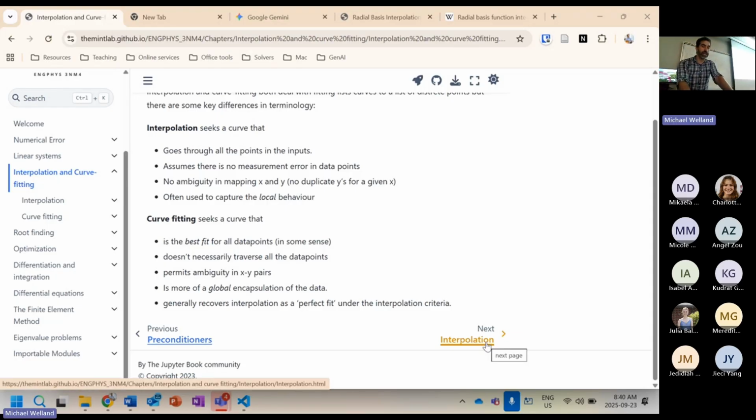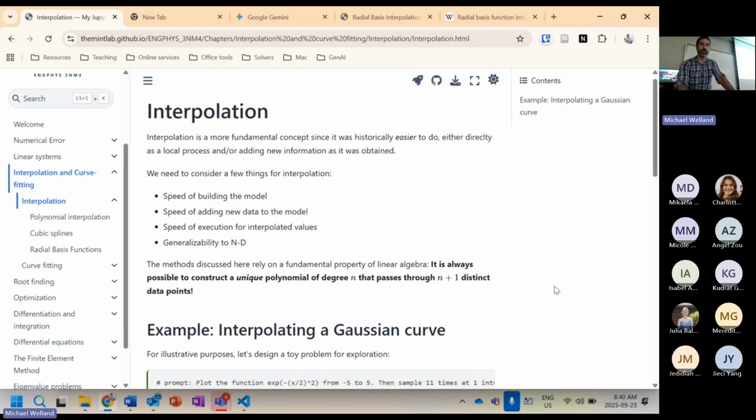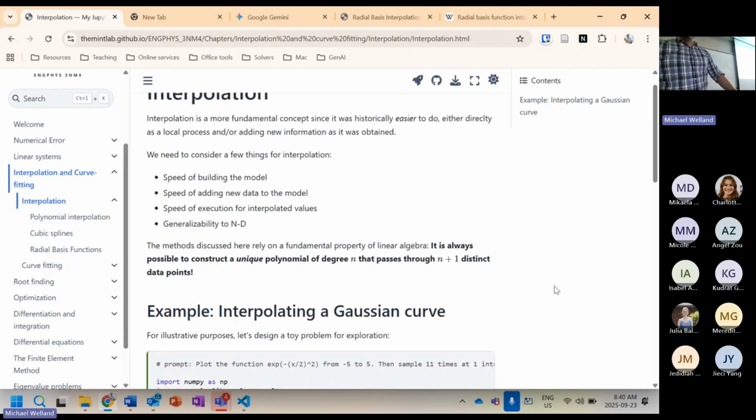Okay, so today we're going to go into interpolation. Tomorrow will be, not tomorrow. Oh, coffee. Thursday will be curve fit, and probably Friday rounding off with the neural network stuff.